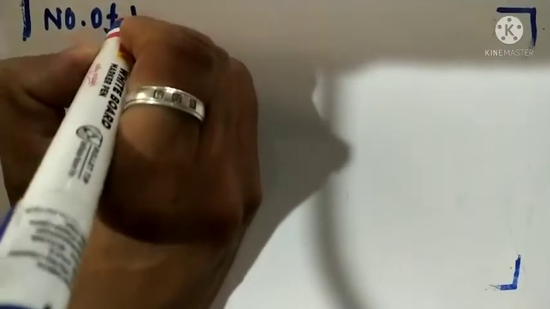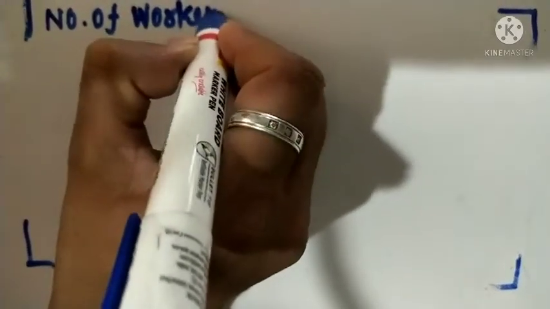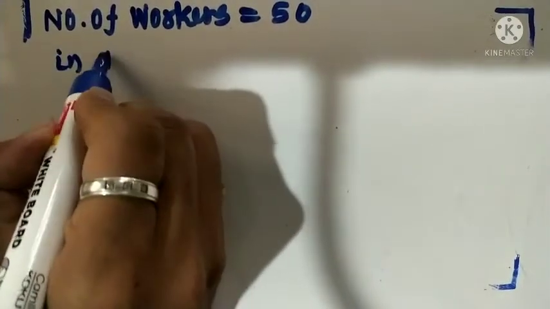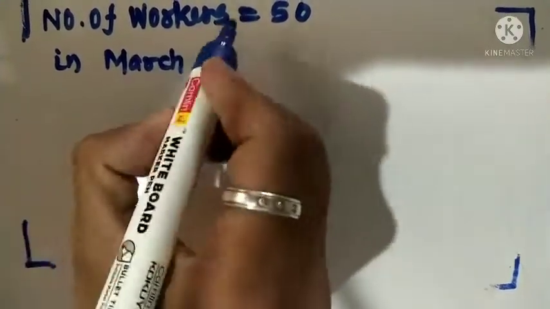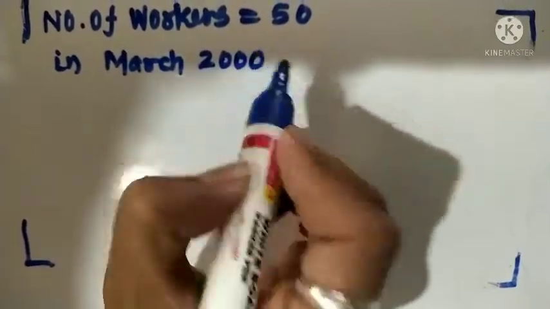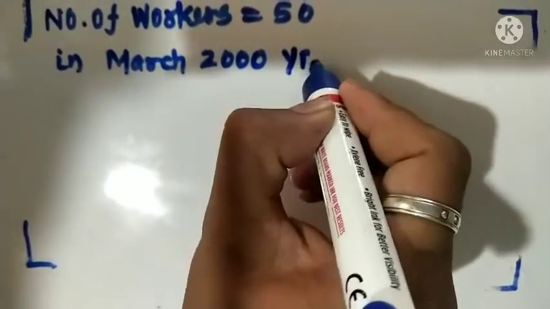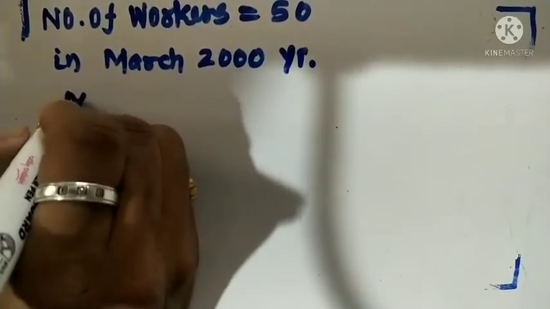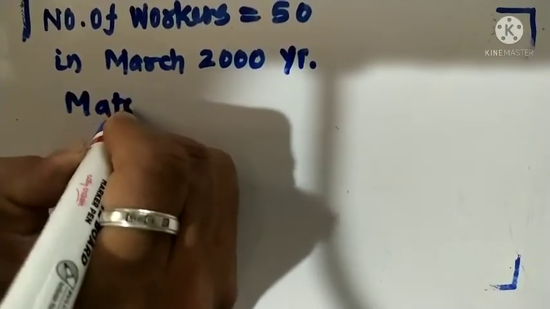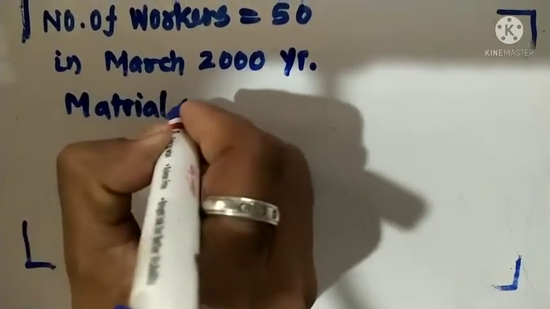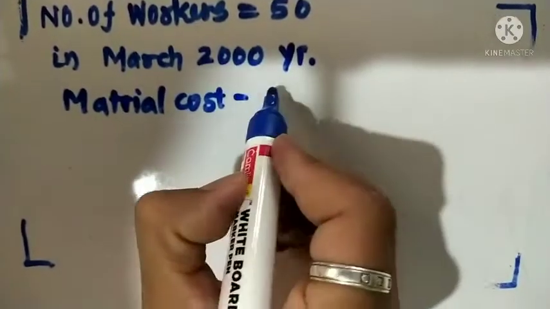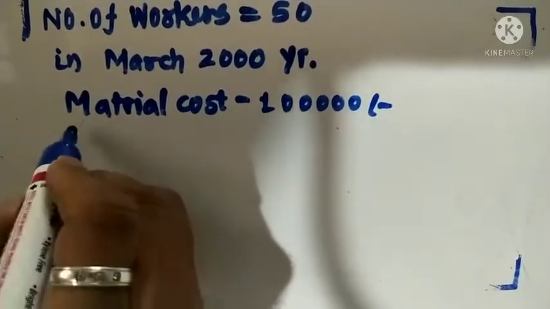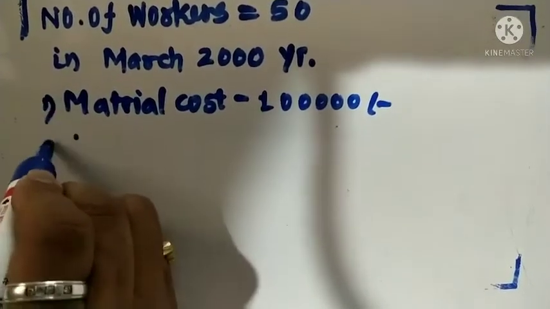The number of workers are 50 in March 2000. So 2000 is not a value, it is a year. Don't use that in calculation. The next given data is the material cost is 1 lakh rupees. This is the first given data.